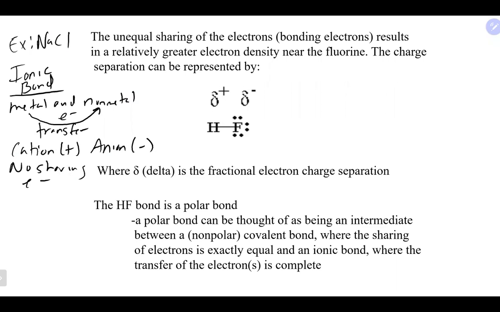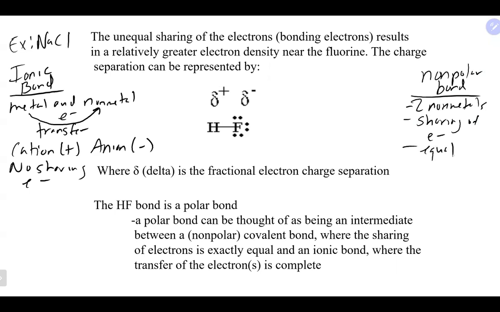On the other end of the extreme, we have a nonpolar covalent bond. That is between two nonmetals. Here we have sharing of electrons, and we have equal sharing of electrons. And an example of that would be our F2 or H2 that we saw earlier.